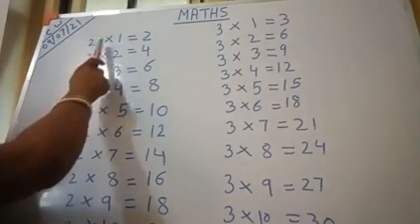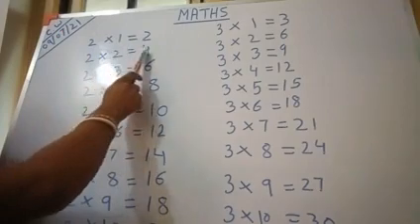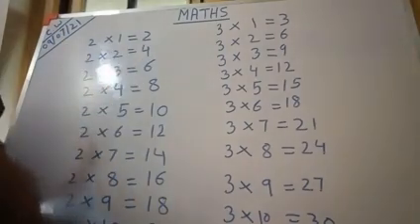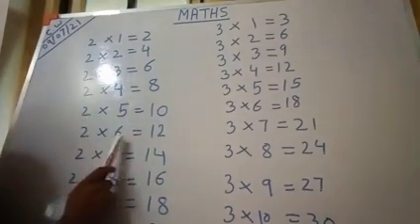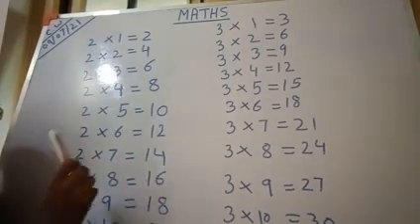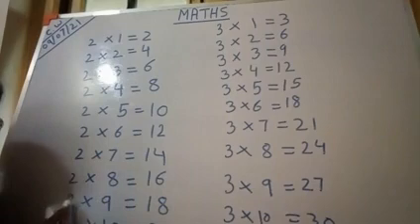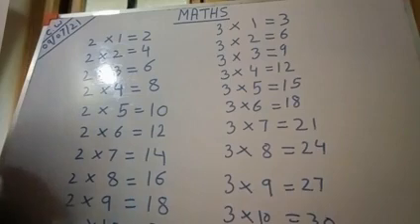Once again you see, 2 ones are 2, 2 twos are 4, 2 threes are 6, 2 fours are 8, 2 fives are 10, 2 sixes are 12, 2 sevens are 14, 2 eights are 16, 2 nines are 18, 2 tens are 20. You have to learn like this. After learning, I will teach you that anything multiplied by 0 is 0. So, in the next class, we will see.